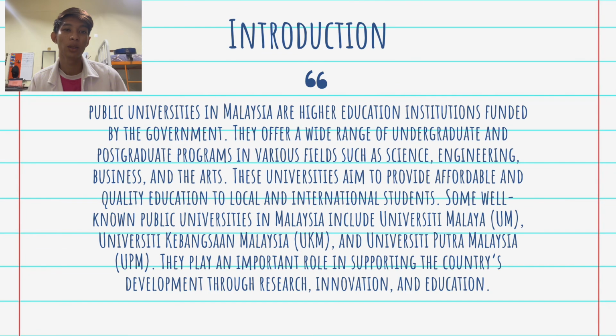Moving on, we will forward to our introduction, which is public universities in Malaysia are higher education institutions funded by the government. They offer a wide range of undergraduate and postgraduate programs in various fields such as science, engineering, business, and the arts. These universities aim to provide affordable and quality education to local and international students. Some well-known public universities in Malaysia may include Universiti Malaya, Universiti Kebangsaan Malaysia, and Universiti Putra Malaysia. They play an important role in supporting the country's development through research, innovation, and education.